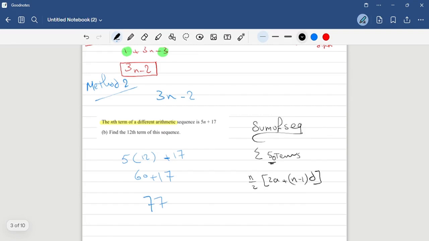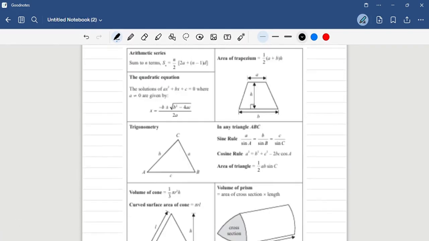How can I recognize or memorize this rule? Look here, it already exists here. So you have it already, and you don't need to memorize anything. The only thing you need to memorize is the rule for the nth term. Do you understand it?